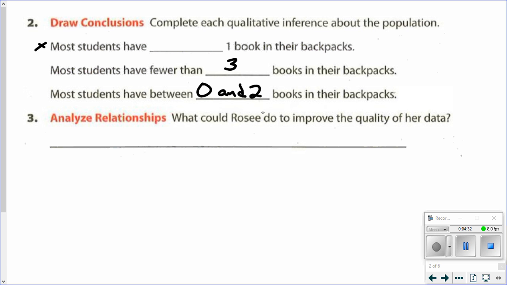So the more people you have in your sample, the better your sample is going to be, the better the quality of your data. The whole point of sampling is to get an idea about the whole population. When you can't ask everyone in the whole population, you do a sample. So the more people you have in your sample, the better the quality of your data.